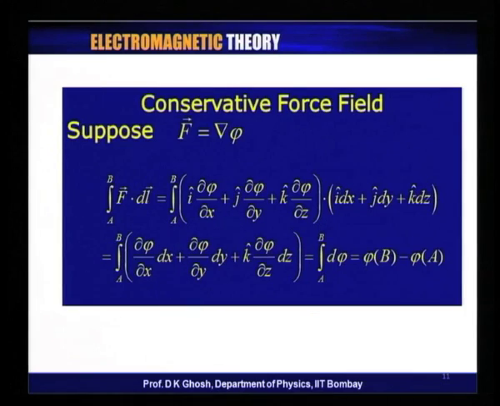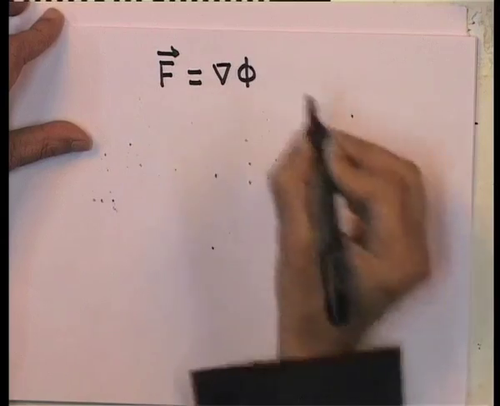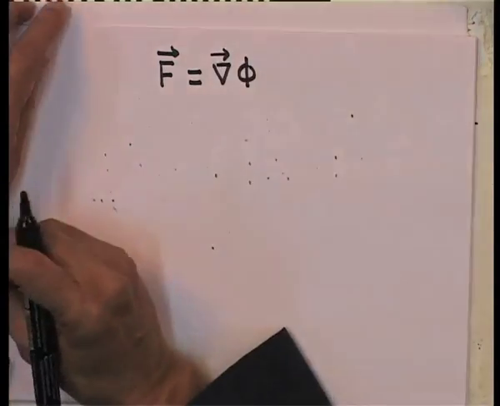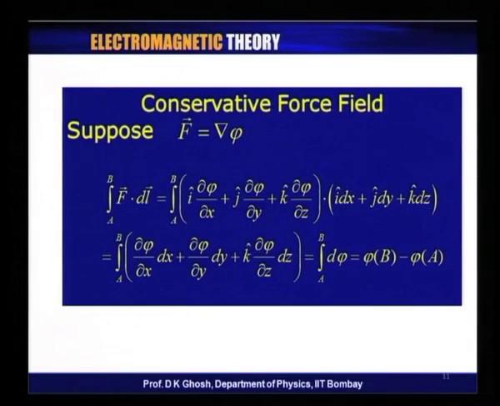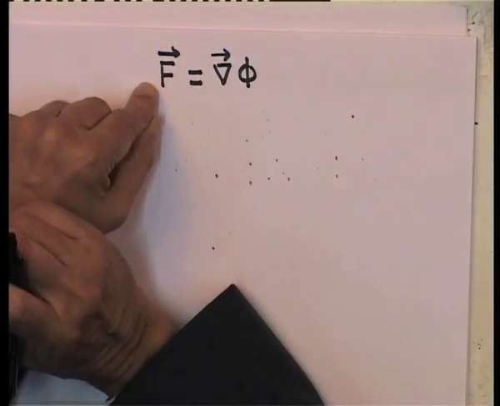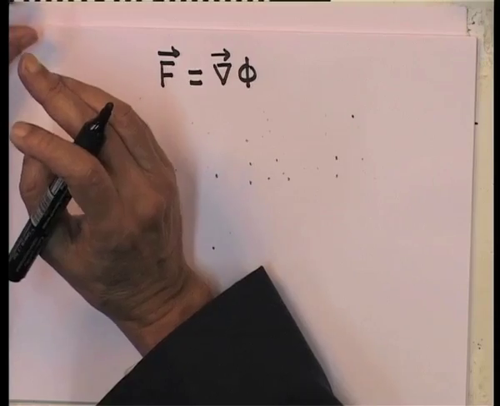Now, let us spend a little more time on the conservative force field. The reason is that the field which is of importance to us in this course, namely the electrostatic field, is a conservative field. So is the gravitational field. Now, suppose I have a force field, a vector field, which can be written as a gradient of a scalar field. Remember we had said the gradient of a scalar is a vector. Now, I am not saying that all force fields can be expressed as a gradient of a scalar field, but supposing it can be done. Now, let us see what it means.